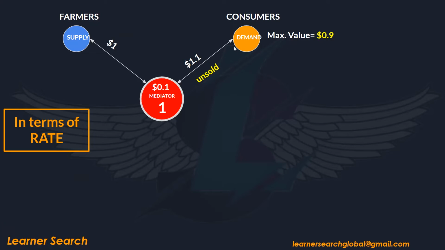Now what happened in this case? He's selling at the same rate only, 1.1. So whatever the demand he's getting, the value at that moment is 0.9. Since the supply rate is more than the demand one, the consumer doesn't purchase. Definitely, they'll go for the second mediator and check another demand. Correct. So it becomes unsold.